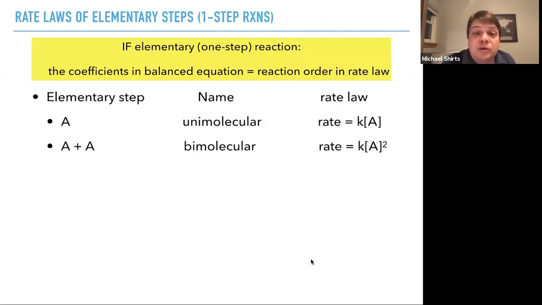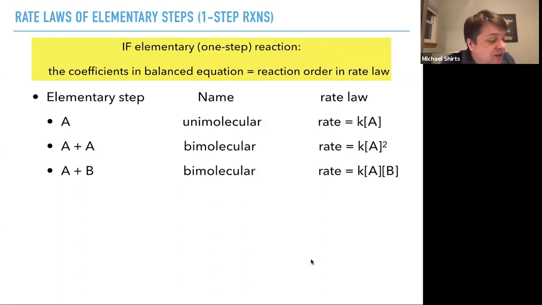A common example here would be if you have two gas molecules colliding together, like hydrogen iodide colliding to create hydrogen and iodine gas, then that is an example of a bimolecular reaction with rate equal to k times [A] squared, the concentration of A squared.